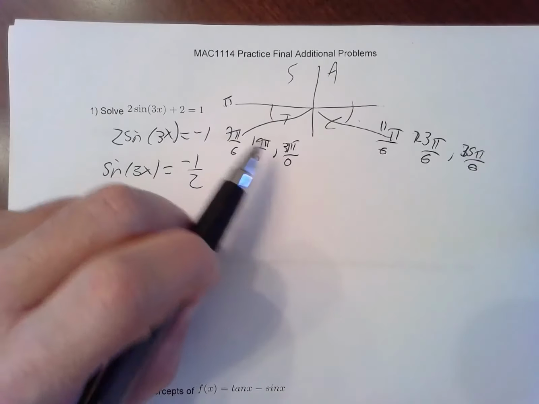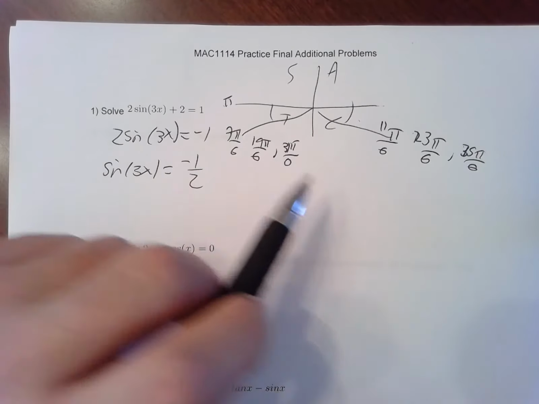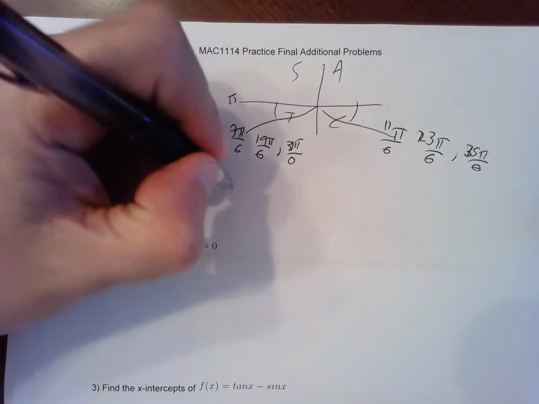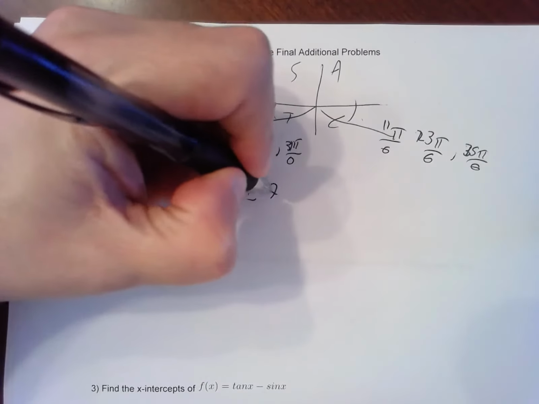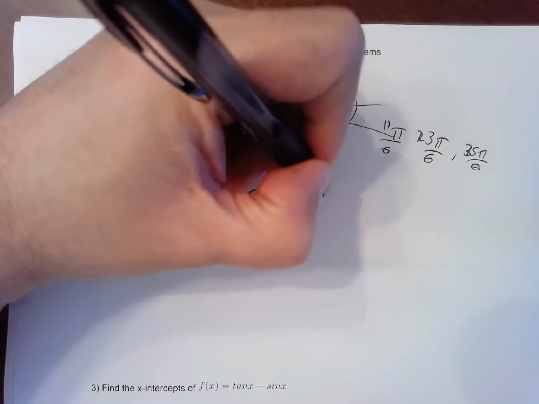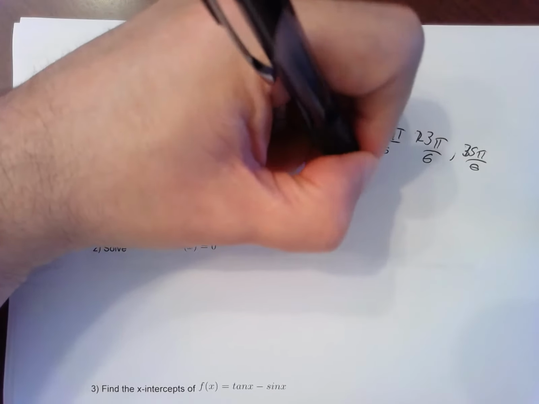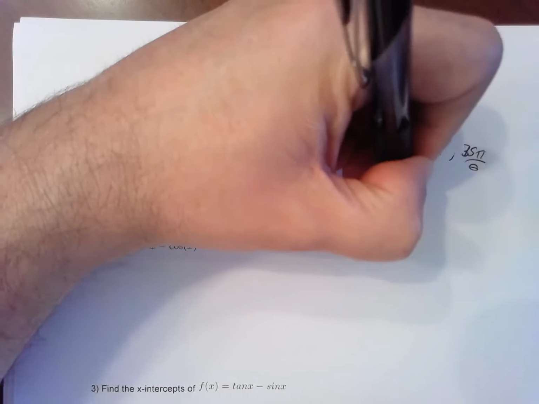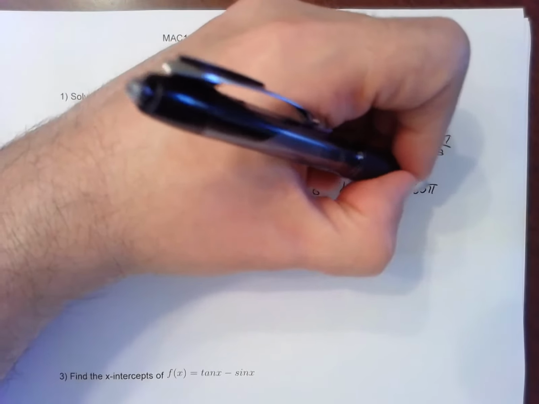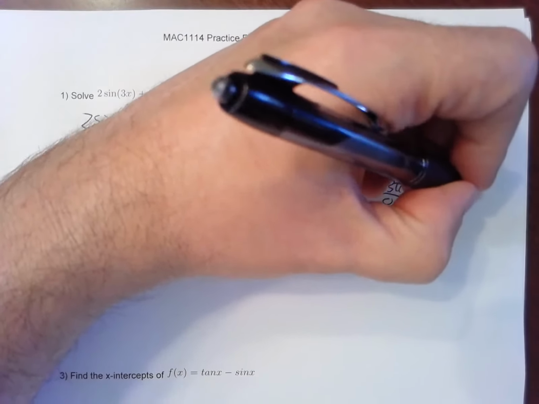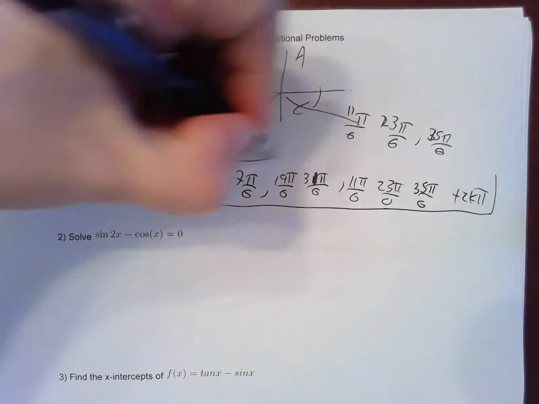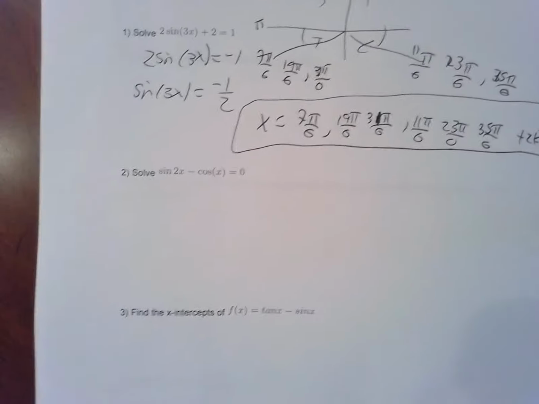Okay, are those right? 24, 25. Okay, so then we get x equals, and just list all these out. Order doesn't really matter here. 31 pi over 6, 11 pi over 6, 23 pi over 6, 35 pi over 6, plus 2k pi. They're all of the infinite number of solutions.